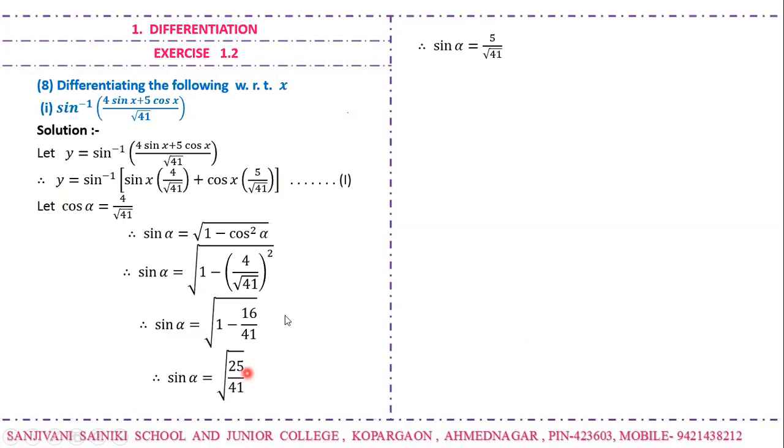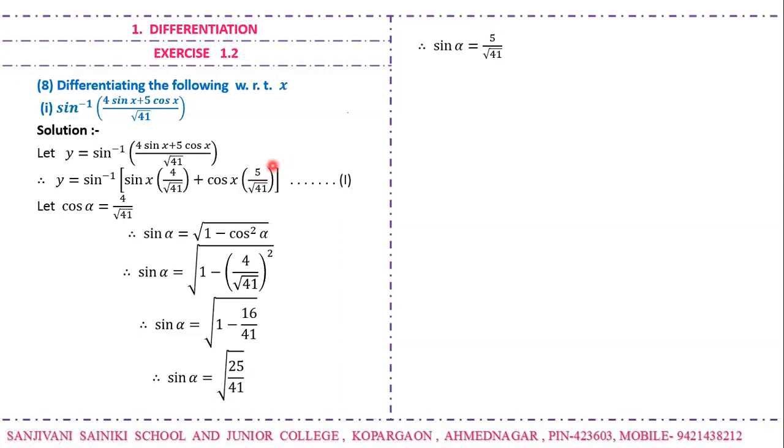This is the process that I had not explained in the solved example. In the solved example, what we did was take this as our cos alpha and this as our sin alpha, directly, and then we proved that sin square alpha plus cos square alpha is equal to 1. That's it.